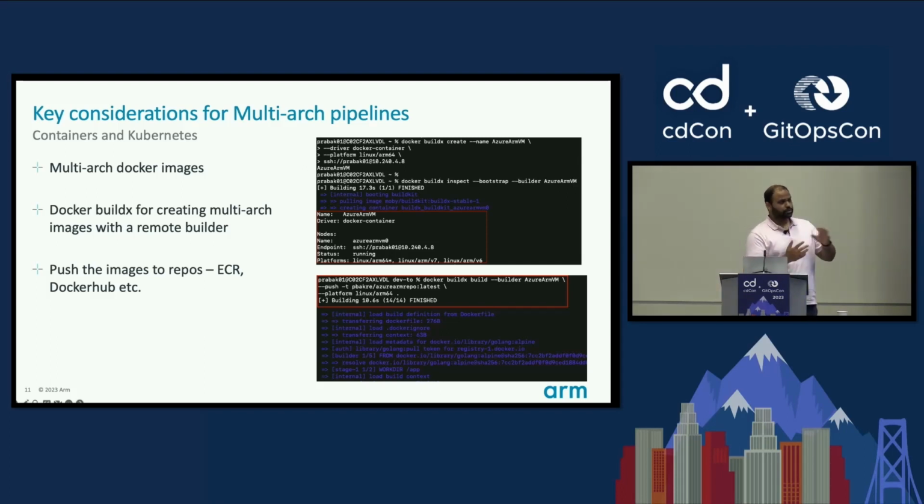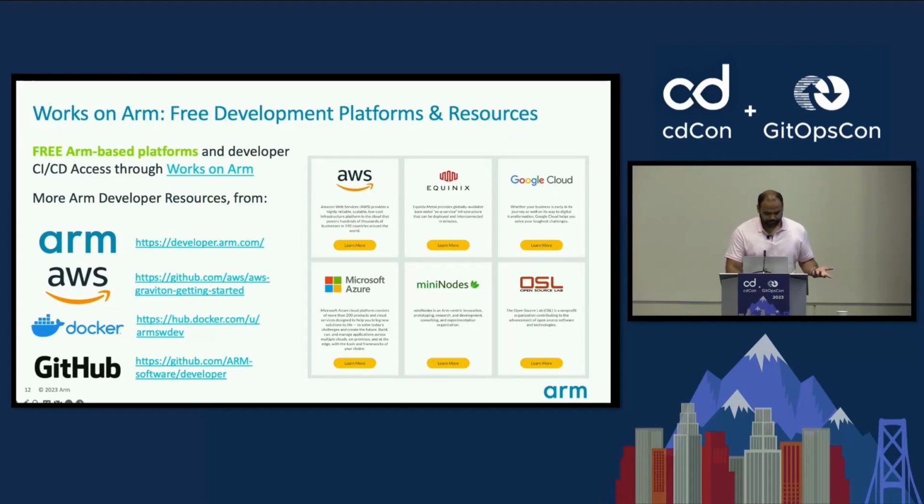Whenever you push those images, Docker registry, Amazon ECR, and other public registries, they all support ARM-based images. In Docker registry, if you go and select tags, you'll see AMD64, ARM64, x86-64. So again, those are all supported natively.